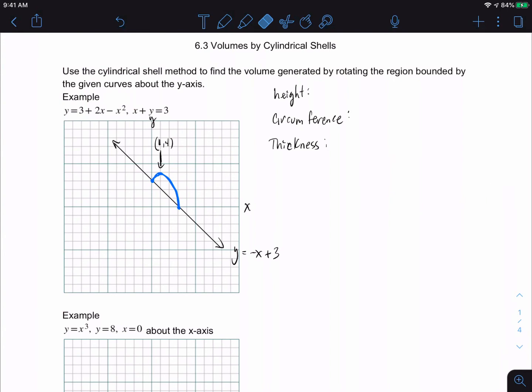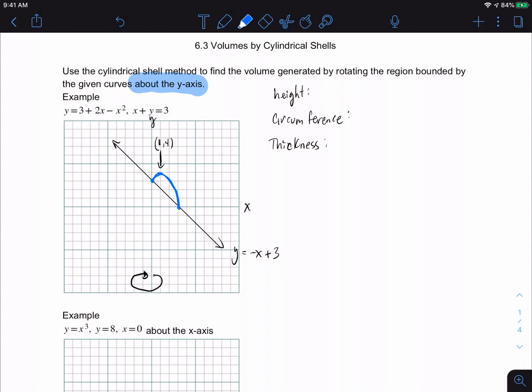I know sometimes people can go fast on this, and I don't want you guys to get confused. Now the axis of rotation for this is going to be the y-axis. So I'm rotating this about the y-axis, right? The reason I know that is because it says the region is bounded by the given curves about the y-axis. So that's where we're rotating this.